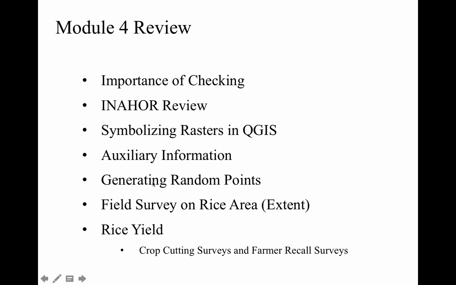And then we talked about the method for generating random points in QGIS and how that was indeed used by the people in the surveys in 2015 for Nueva Ecija. So the last section here on the field survey on rice area.